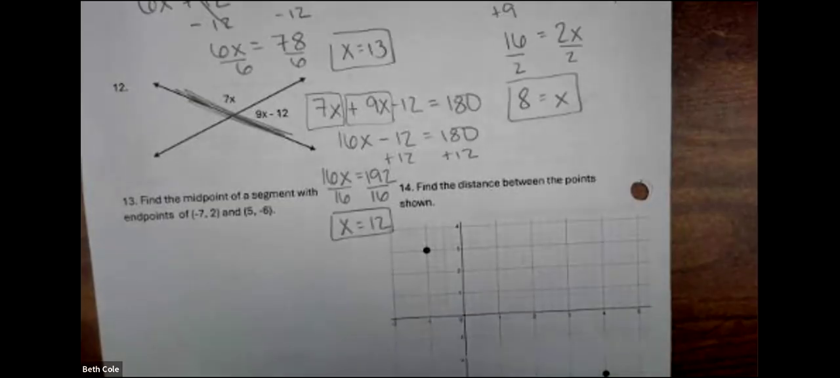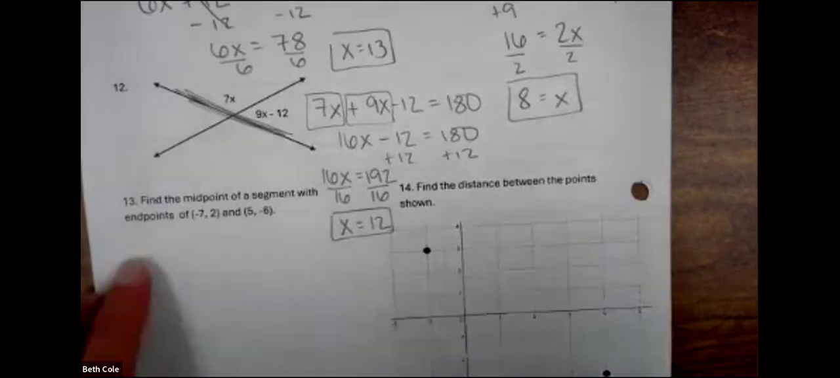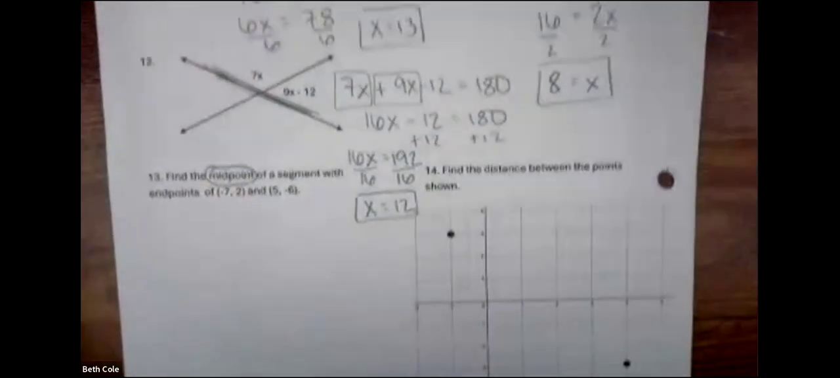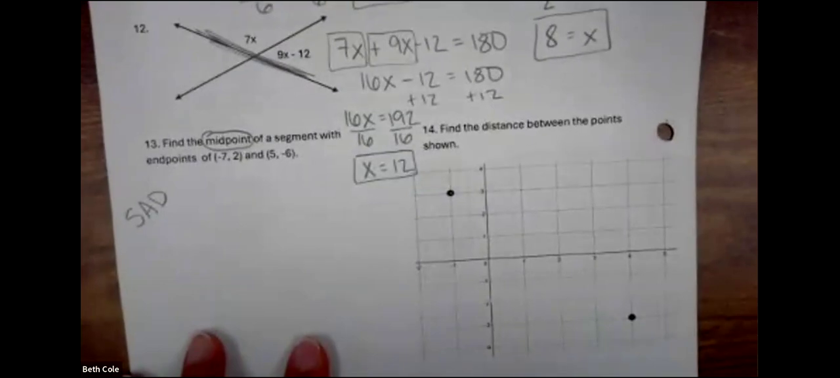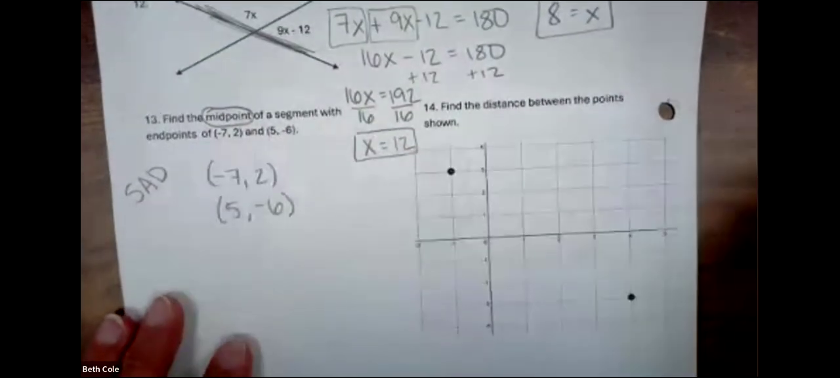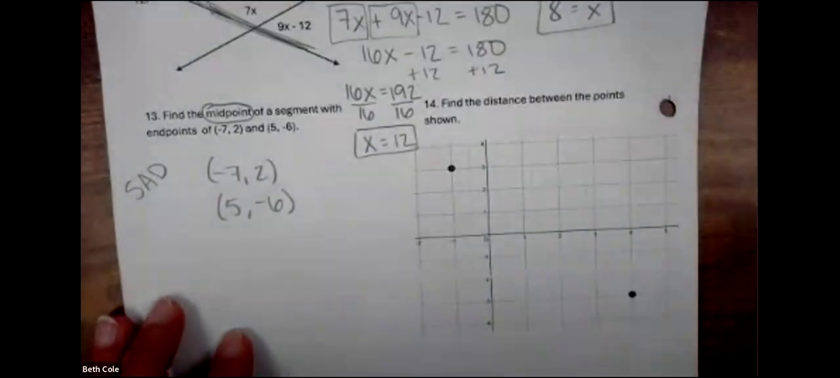All right, so now we're getting into our distance and midpoint. For midpoint, you need to make sure you read the question and see that it says midpoint. What was our little word that went with that, our little acronym? SAD, okay? It stands for stack, add, divide. Stack, add, divide. So you're going to take these 2 points, stack them, so basically just recopy them one on top of the other.